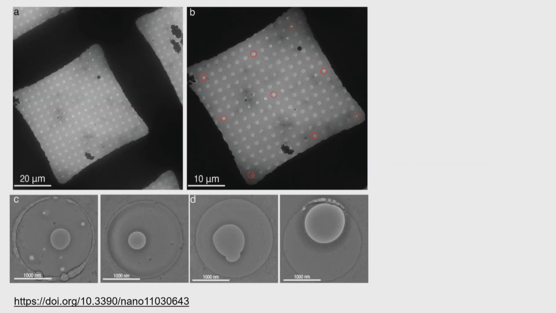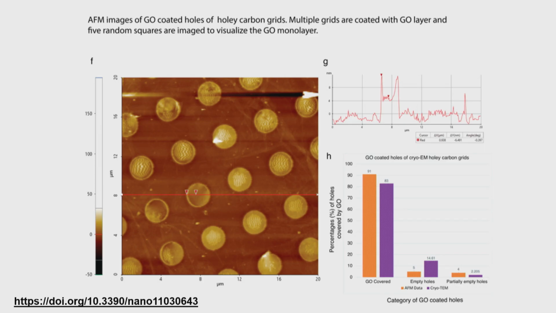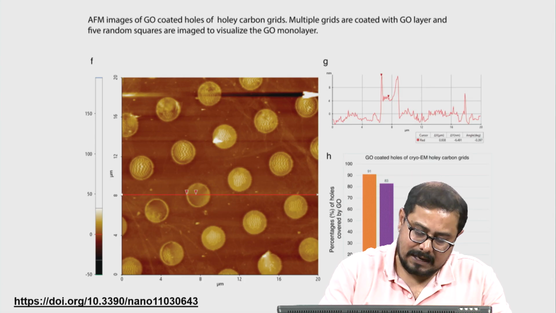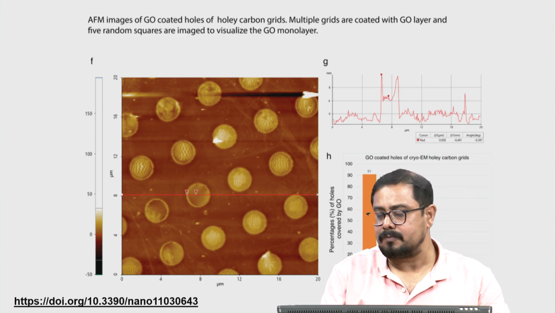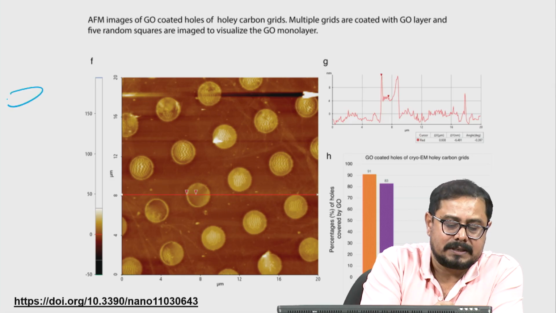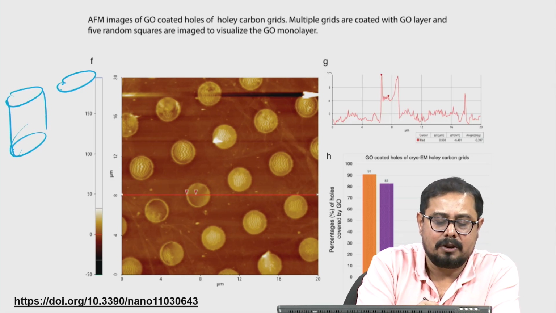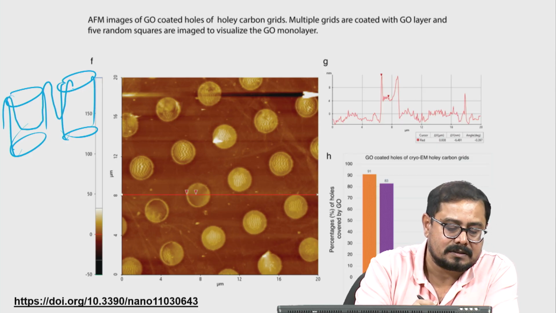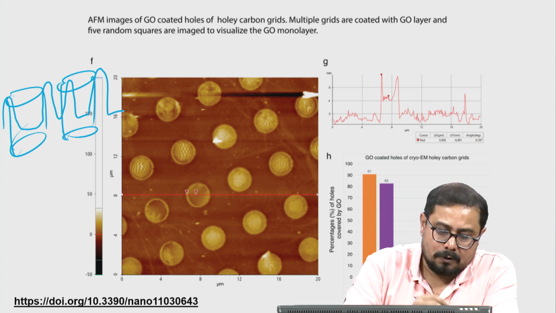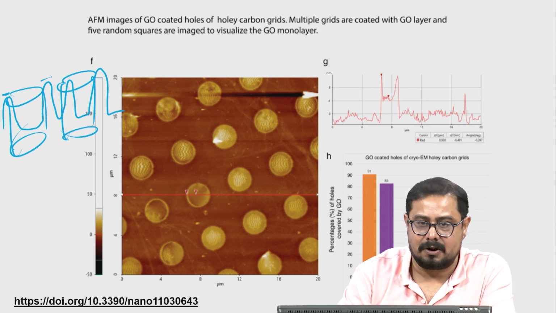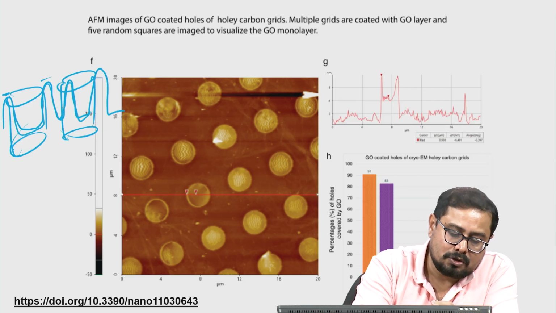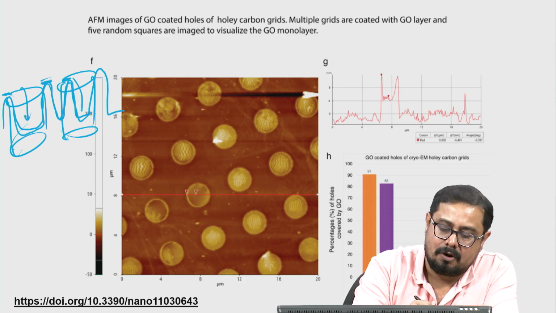If you look at this particular image, you can see that this is a graphene oxide coated grid, and we can measure the width of that graphene oxide. Here you have a hole, here you have another hole, and the graphene oxide is going like this. If you measure the height of this graphene oxide, you can find out based on this hole width that it is basically going like that. So there will be a high peak, then it will go all the way down, again a high peak, again a high peak, all the way down.